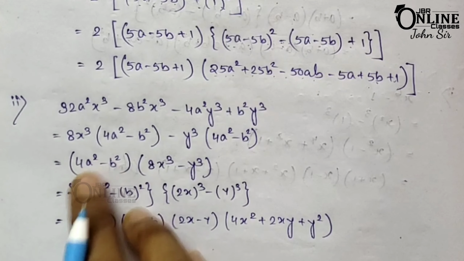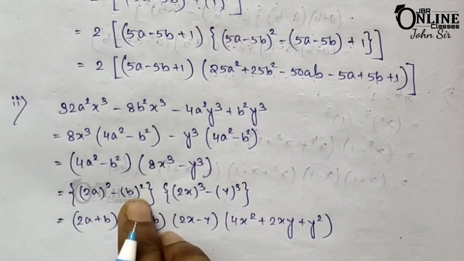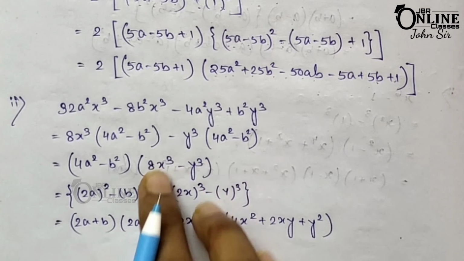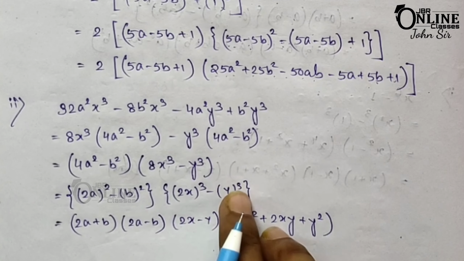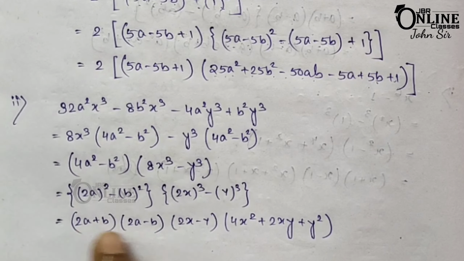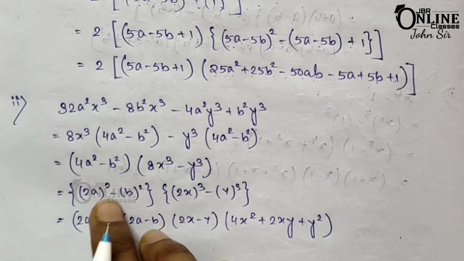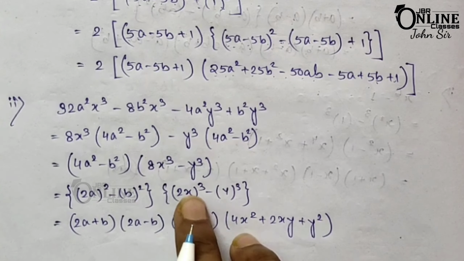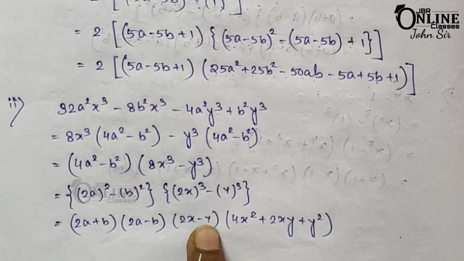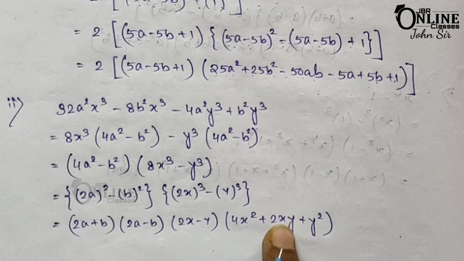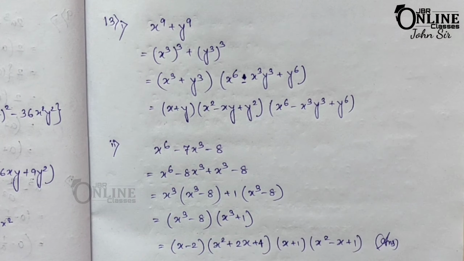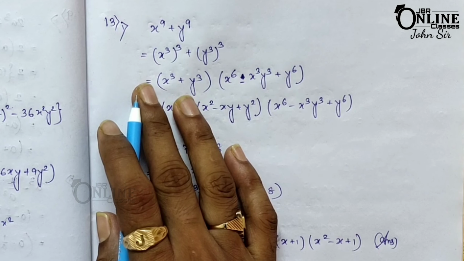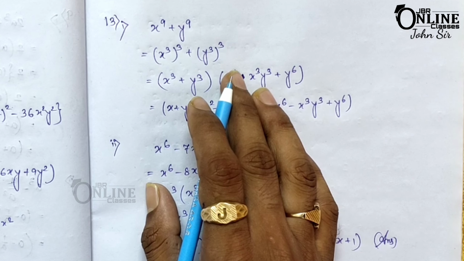Okay, so from the first two terms, you can apply the formula a square minus b square. And from the next two terms, you can apply the formula a cube minus b cube. So a plus b, a minus b is the formula of a square minus b square, and here a cube minus b cube, so a minus b, then a square plus ab plus b square. So this is the last sum from this exercise and as well as in this video.